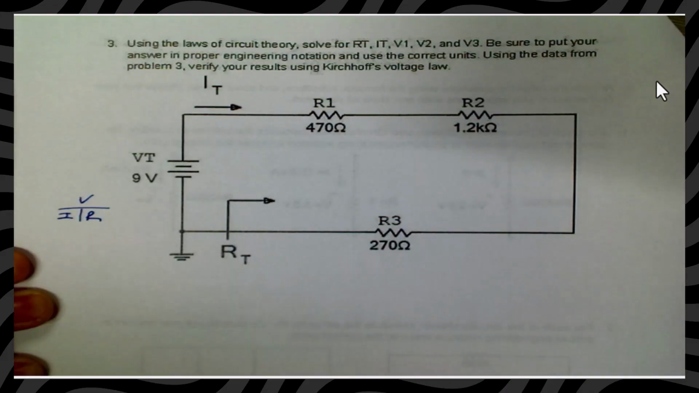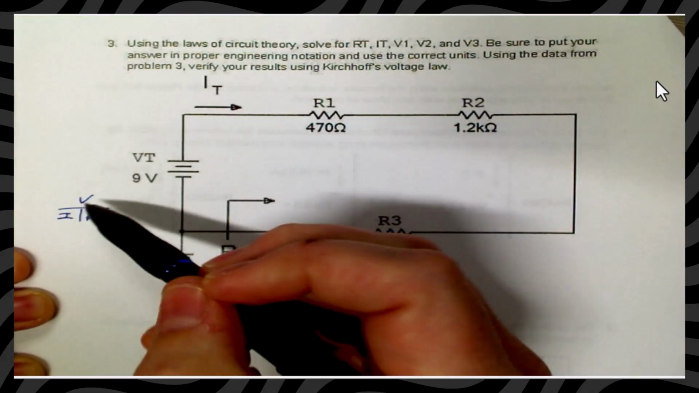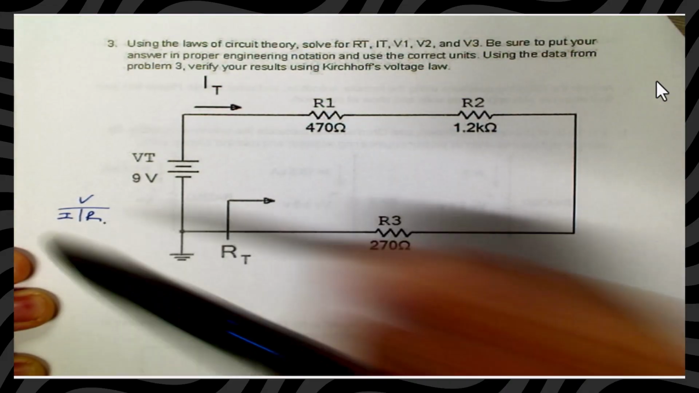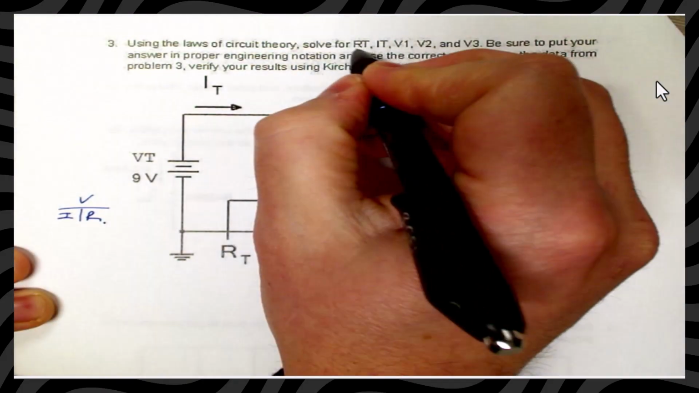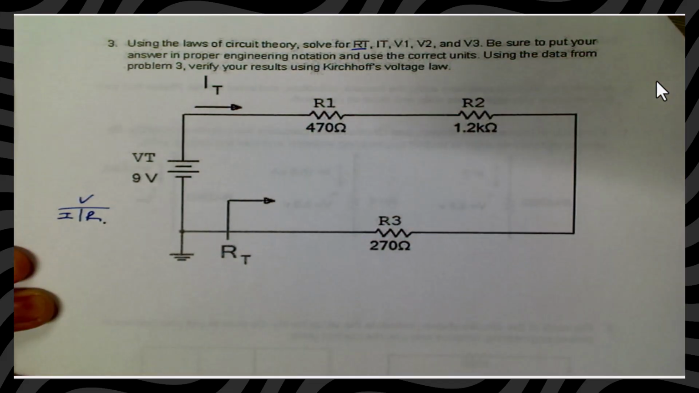Remember, these are in volts, amps, and ohms. If you want to convert to milliamps, that is fine. Just make sure that you are converting back to amps when we solve for Ohm's law. Okay? First off the bat, let's find our resistance total.